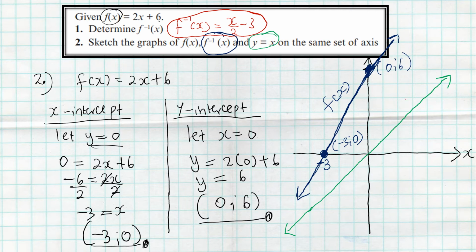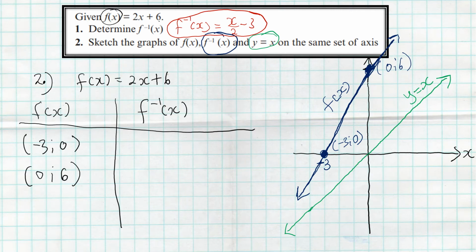And let me just also indicate this is the line y equals x. So to sketch the inverse, I'm going to swap the points. When I swap the points, let me also indicate that these new points are for the inverse, right? Okay, so just look at the table here. For the inverse, the x-intercept will become the y-intercept, right? Because you are swapping. So this was the x-intercept. When we swap, the point is 0 and minus 3. So it's 0 and minus 3.